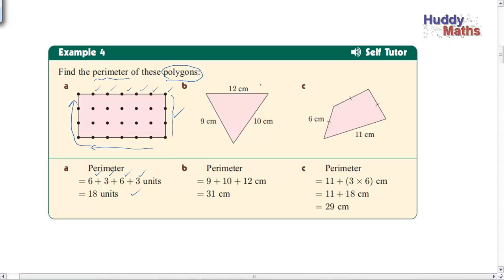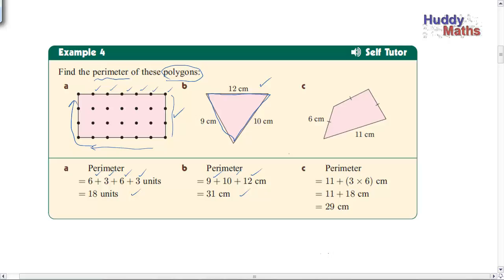All right, what about this triangle? What's the distance around the boundary, or how far around the outside? Let's go around there. We're going to add them up. 9 plus 10 plus 12. 31 centimetres. You get the idea.